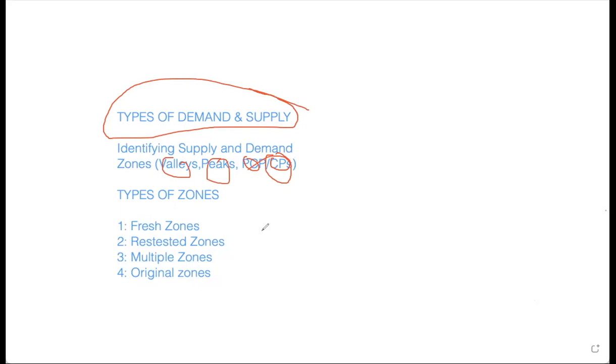All right, so when you trade supply and demand, you trade based on zones. It's not every zone that is tradable, right? Some zones are not tradable. Why? Because, meaning, when I say they are not tradable, I mean when you enter there are high chances of you losing. Okay, so we have the zones that are called fresh zones, retested zones, multiple zones, and original zones.